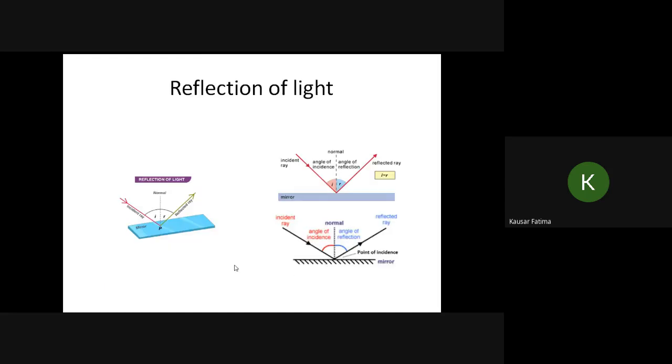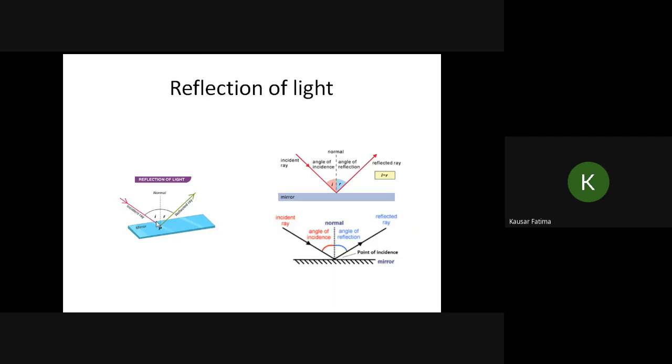Here, there are a few diagrams shown regarding reflection of light. You can see incident ray striking the surface of the mirror. Normal is drawn at the point of incidence. And this is the reflected ray. I, angle of incidence. R, angle of reflection. I is equal to R. Okay, there is another diagram for the same topic.